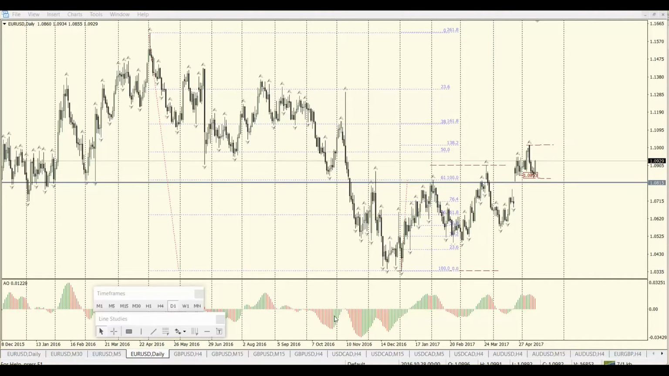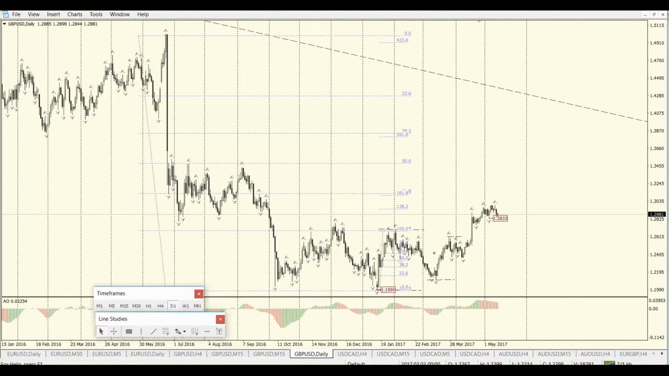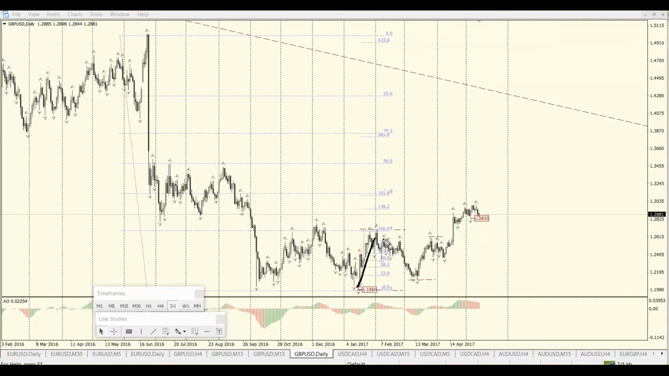Let's go to the next one, British pound. British pound, just to remind you guys that we are still in a trend phase up on D1 level, and there was also an FZR of H4 level. So we are still in that trend up. This pair is still in the trend phase.